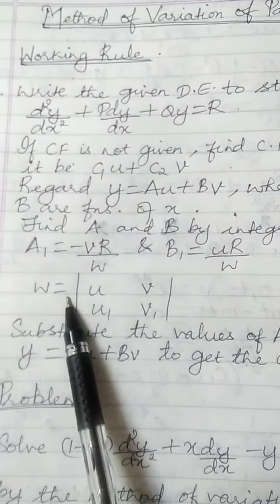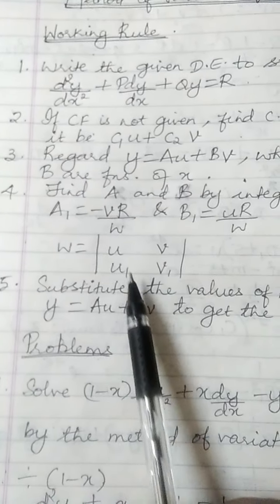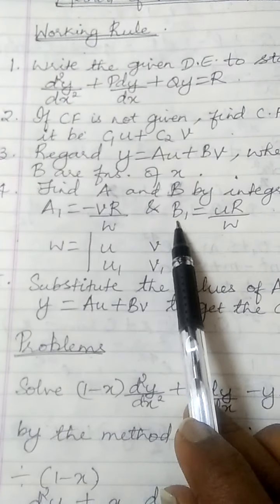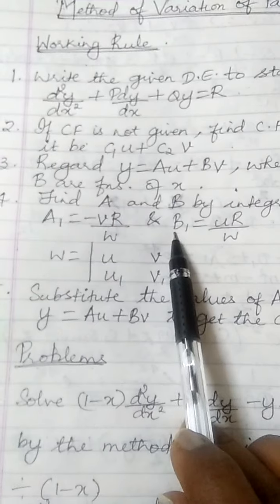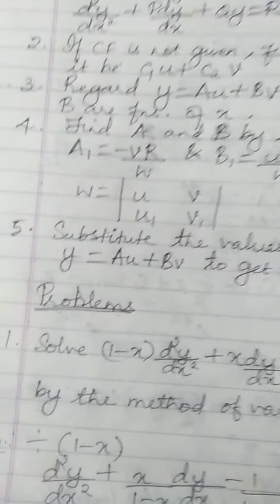UR by W, where W is equal to determinant U V, U1 V1. After finding A1 and B1, we have to integrate A1, B1. That would give us A and B. Substitute these values of A and B in y equal to A u plus B v to get the complete solution. Now let's see how to solve the problems.